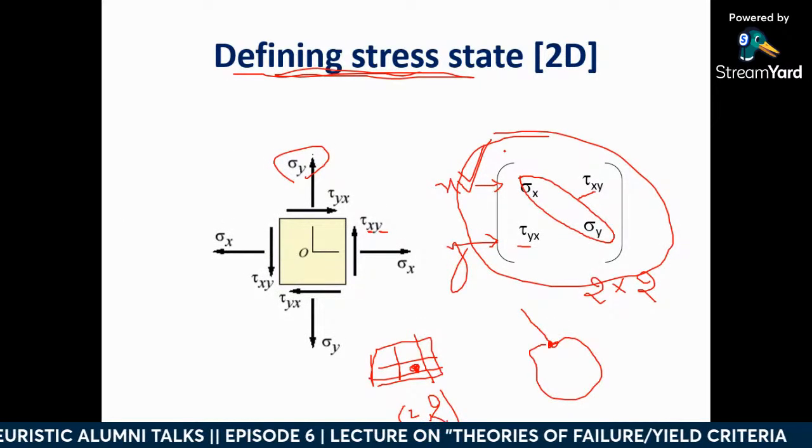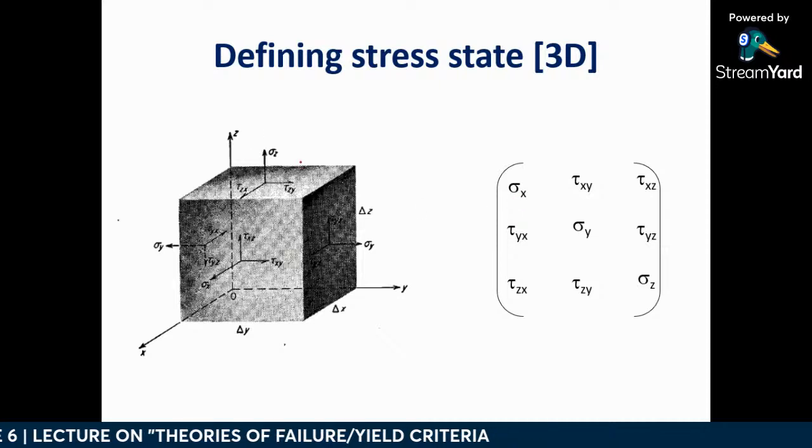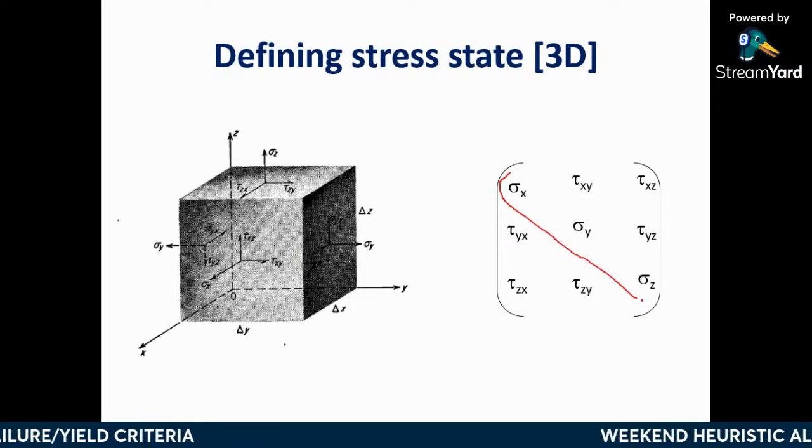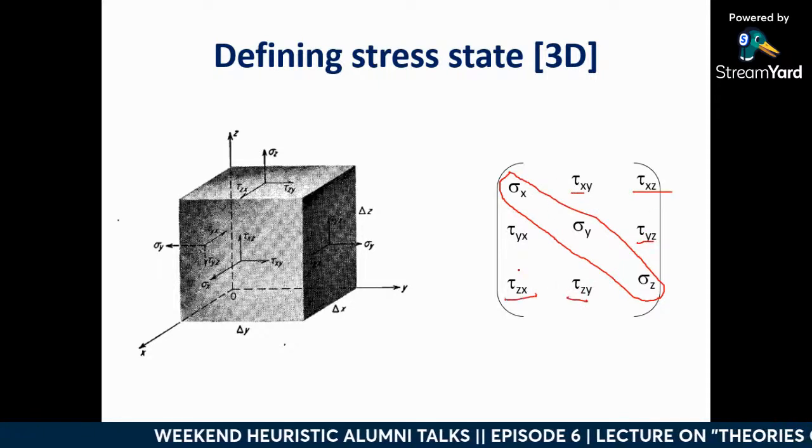Here you got a 2 by 2 matrix. Here you will get a 3 by 3 matrix. Again, the notation, everything will be the same. In the diagonal, you need to put normal stresses. At other positions, the shear components will come.